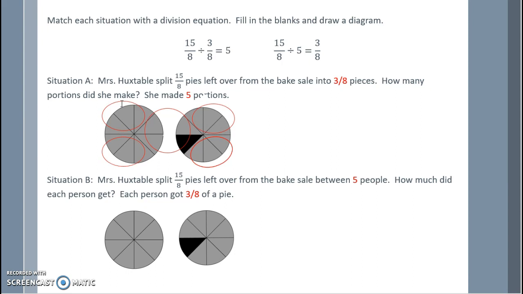So again, I have my 15 1/8 pies, and this time I'm going to partition them among 5 people. So I'm going to label 1, 2, 3, 4, 5, and 1, 2, 3, 4, 5. And then I can see that if I group all the 1s, all the 2s, all the 3s, all the 4s, and all the 5s together, each person would get 3/8 of the pie.